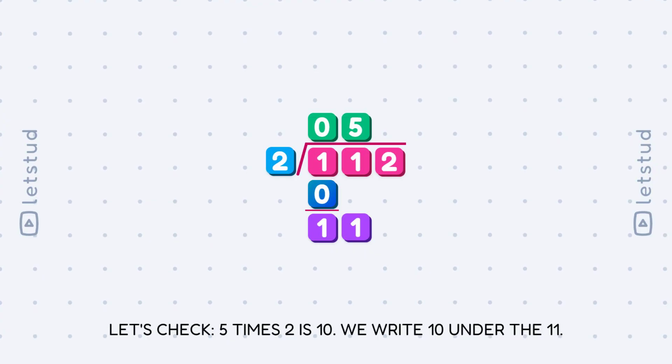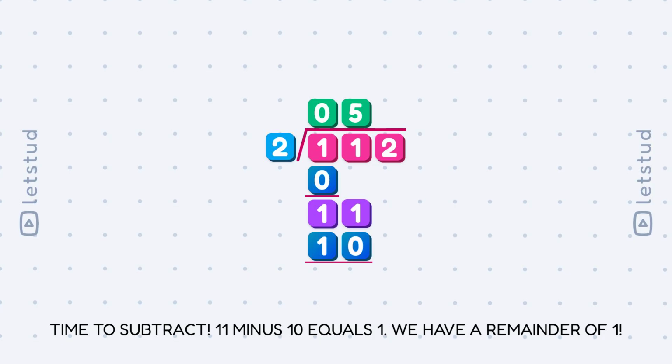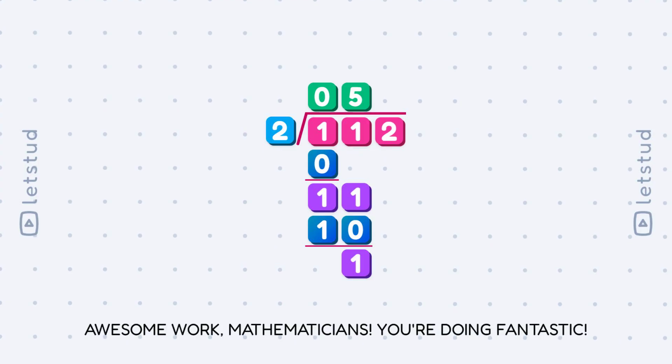Let's check. 5 times 2 is 10. We write 10 under the 11. Time to subtract. 11 minus 10 equals 1. We have a remainder of 1. Awesome work, mathematicians. You're doing fantastic.